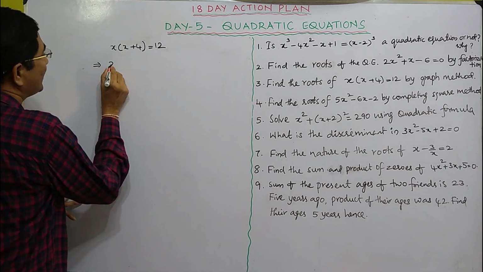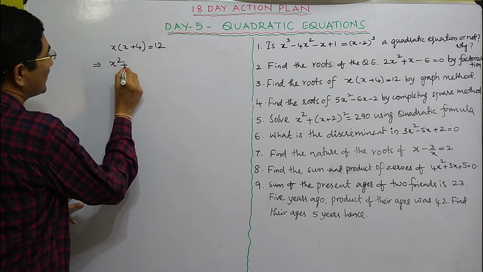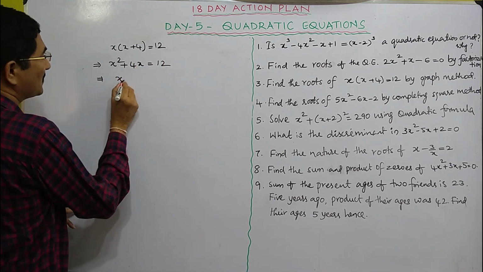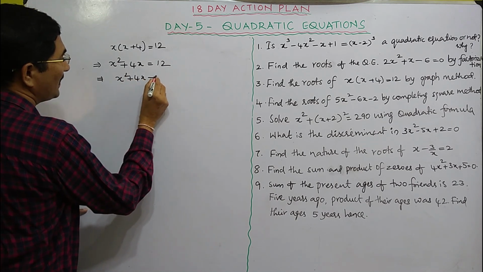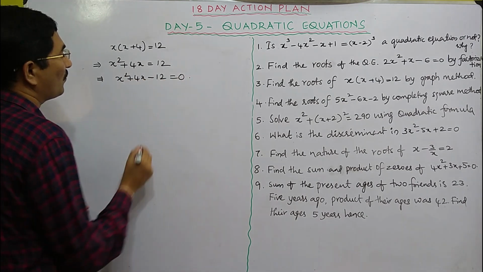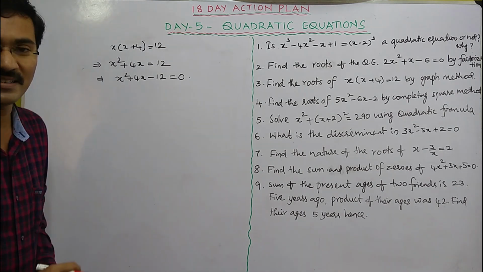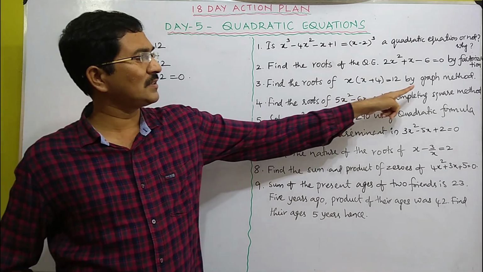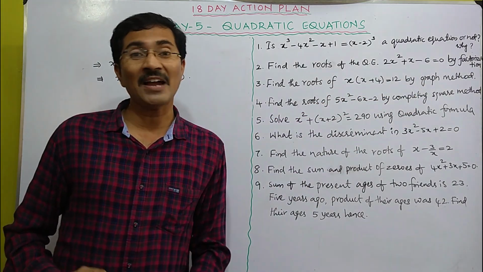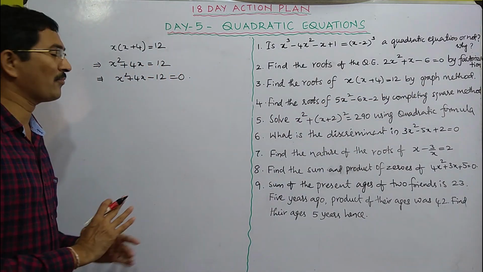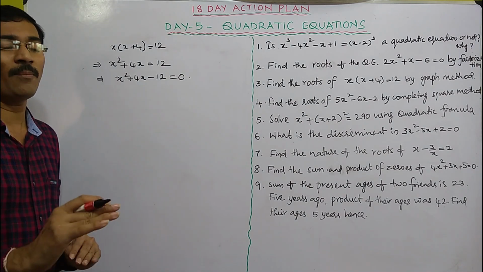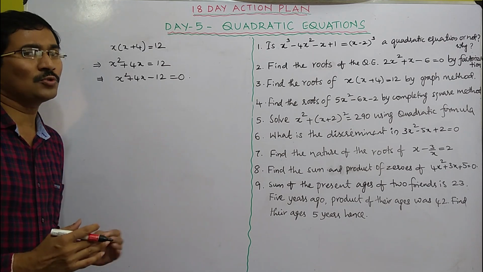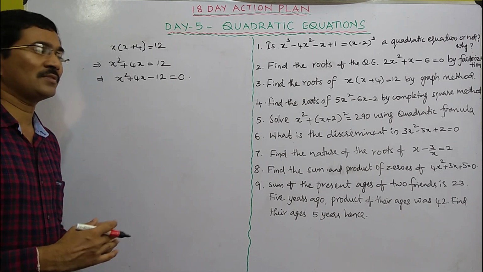So x into x is x square plus 4 into x is 4x is equal to 12. So this becomes x square plus 4x minus 12 is equal to 0. Oh, this is a quadratic equation. Very simple to solve. Now, what is the method he has asked us to find the roots through? Through graph method. That means we have to draw a graph. This also you learned in the chapter called polynomials. So nothing hard to learn, nothing new to learn, but let us make a revision of the same.